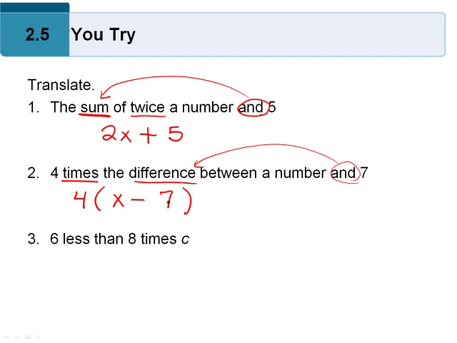Number 3 says 6 less than 8 times c. Okay, so we have less than. So remember, whatever's in front of those 2 words, less than, that has to go at the end, and we subtract it every single time, forever and ever. Amen. Always. Okay, so 6 less than goes to the end. That takes care of the first part. So we want it to be less than 8 times c. So you just write 8c, 8 times c. So as long as you know that the 6 goes to the end, that one's not that bad. But a lot of people get started off on the wrong foot at the very beginning by saying 6 minus. So remember, less than, the order flips. Okay?